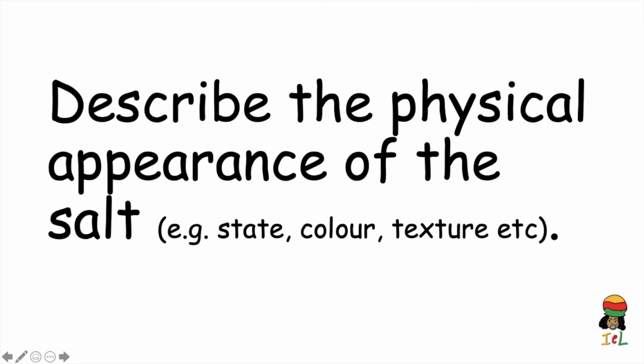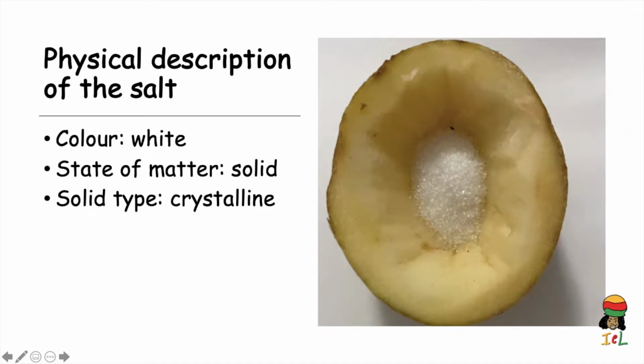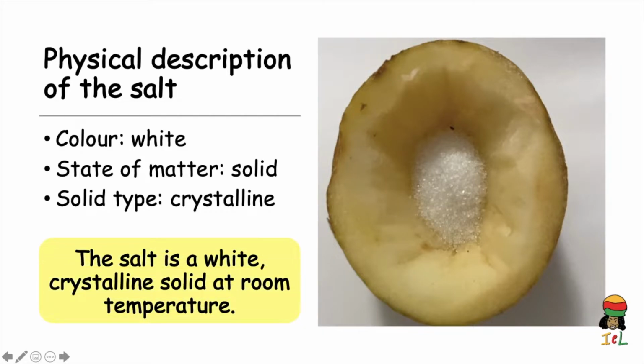For this experiment, we can start by describing the physical appearance of the salt sample used. We can note the physical features such as the state of matter, whether it's a solid, liquid, or gas, the color, texture, and any other property that we can see. So the observable physical properties would include, first of all, we can see it's white. So the color is white and that it's in the solid state. And of course, it has a crystalline appearance. Therefore, we can say that the salt is a white crystalline solid at room temperature.